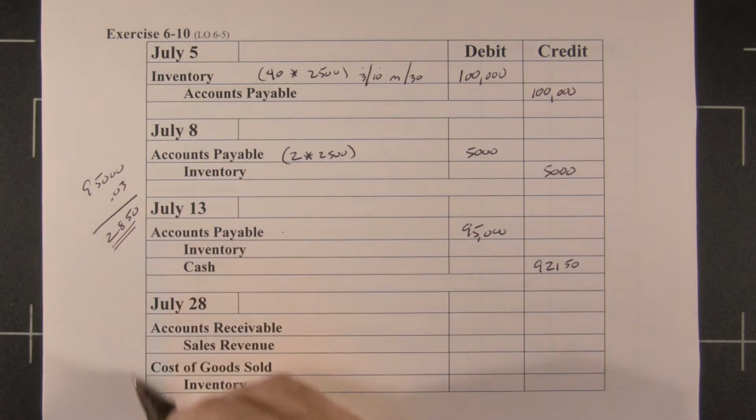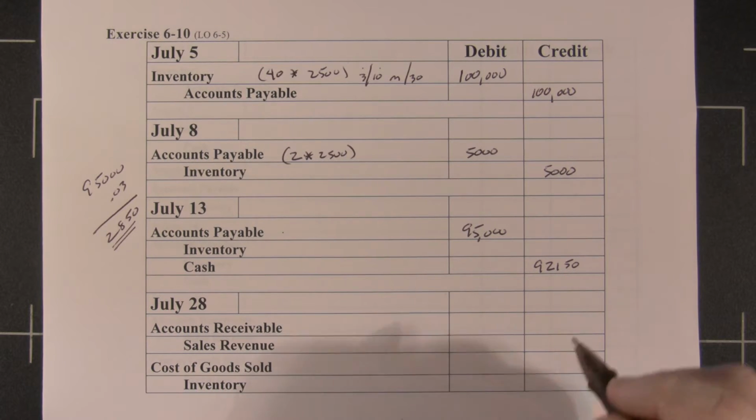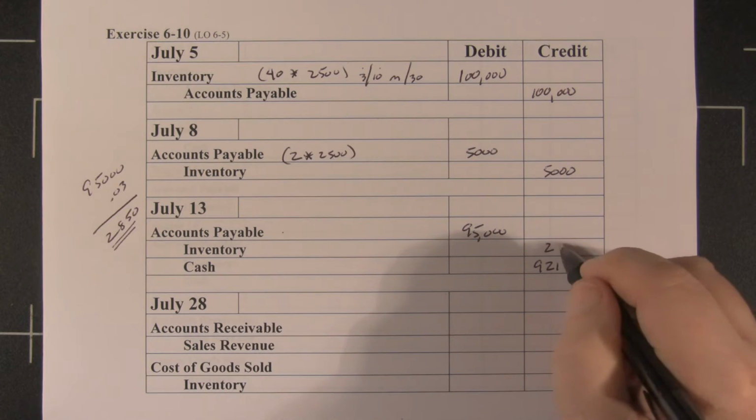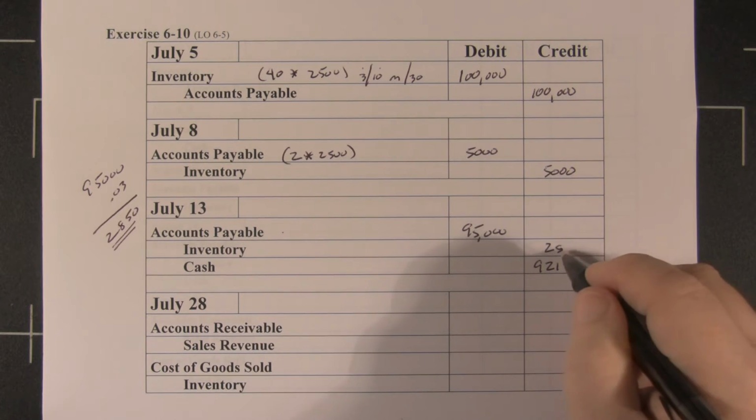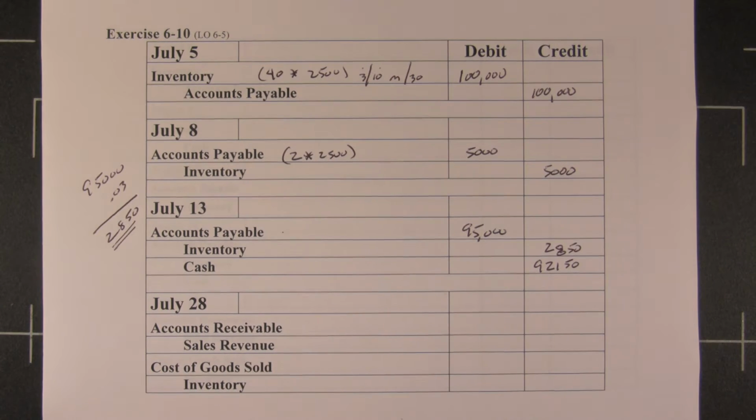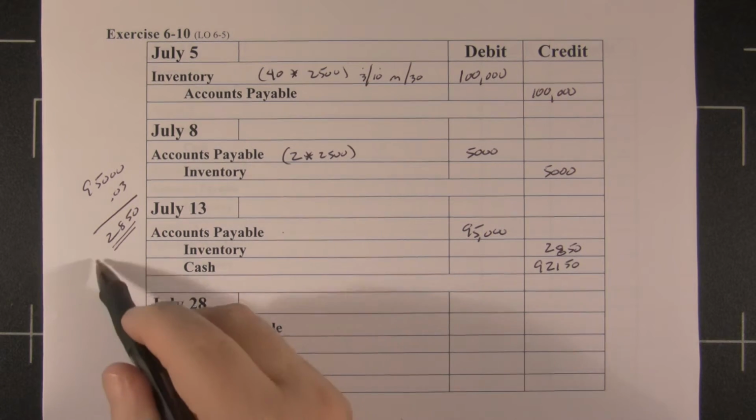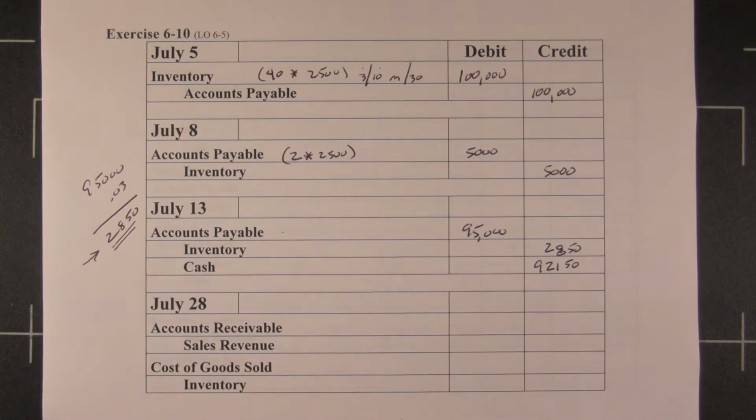But this $2,850 means we paid $2,850 less for our inventory, so we credit the inventory for $2,850 to indicate that the value of the inventory has gone down by the amount of the discount taken.